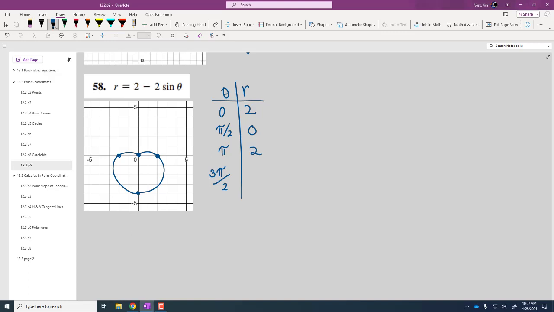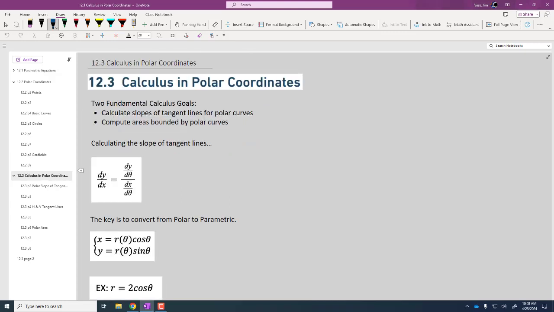Any questions on graphing lines, circles, or cardioids? We have one section left. Now let's do weird stuff. Calculus and polar coordinates. It's only weird if you make it weird. All right, let's see. Calculus and polar coordinates.